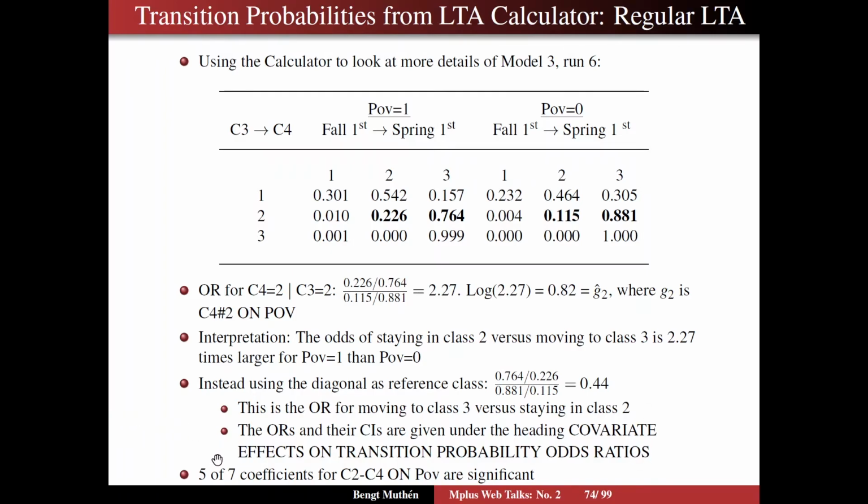Now, the odds ratios and their confidence intervals are given under the heading Covariate Effects on Transition Probability Odds Ratios. You note also that for a regular LTA that we're talking about on this slide, 5 out of these coefficients for C2 through C4 on poverty are significant. So most of them are significant. So in this case, we really need those effects included. And that manifests itself by these numbers being different. This being higher than that, this being lower than that.